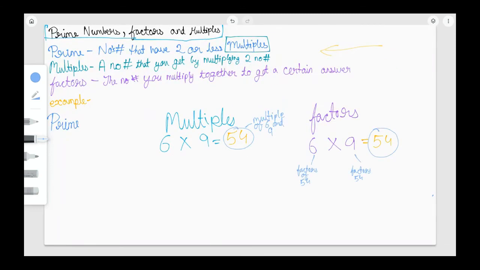Now guys, let's go to prime numbers. When we start off with prime numbers, we use a hundredths chart. Now, I'm not going to be using a hundredths chart because that's going to take a long time. So what are prime numbers? Numbers that have two or less multiples. Now, as I said, when I multiply 6 by 9, I get the answer 54. Now, I'm going to be writing the number 54 out here.